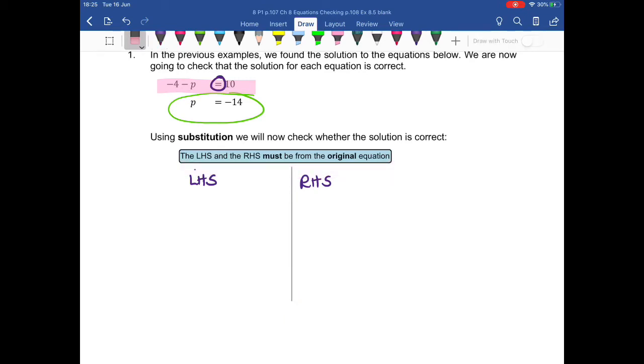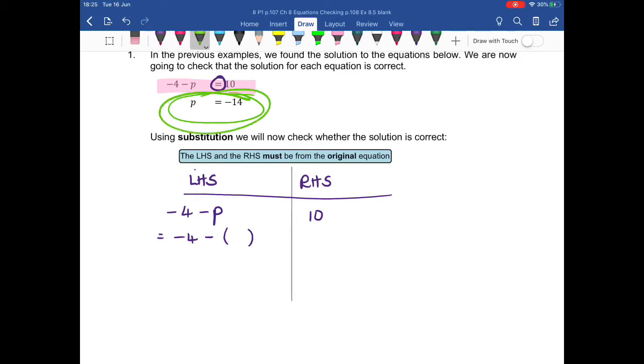So what did I have on the left-hand side? Well, on the left-hand side from the original equation, I had negative 4 minus p, and on the right-hand side, we had 10. P's value is negative 14, and remember substitution, I copy down the pattern, which is negative 4 minus, I use brackets for the variable, and now I'm going to pop in the negative 14. So p was negative 14.